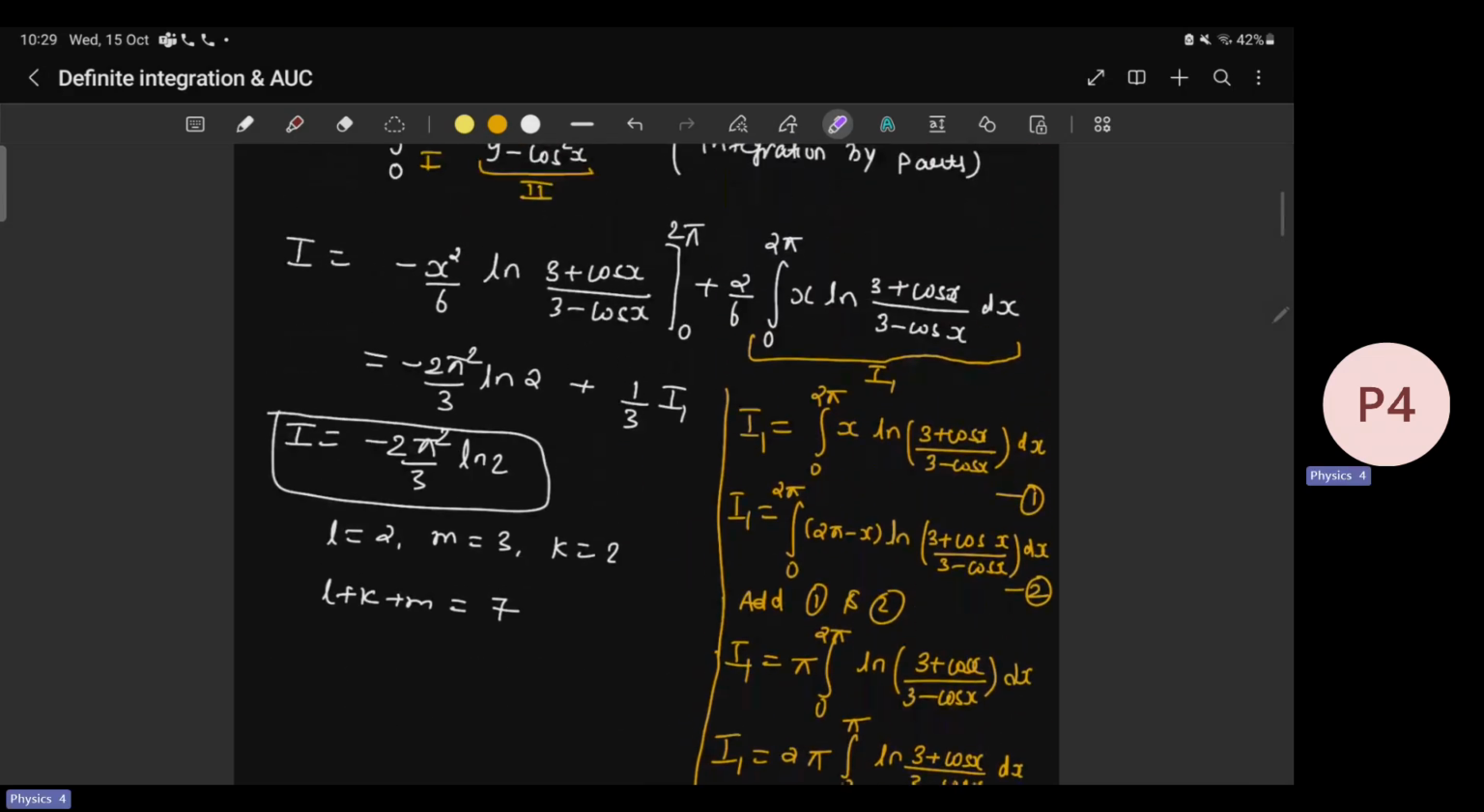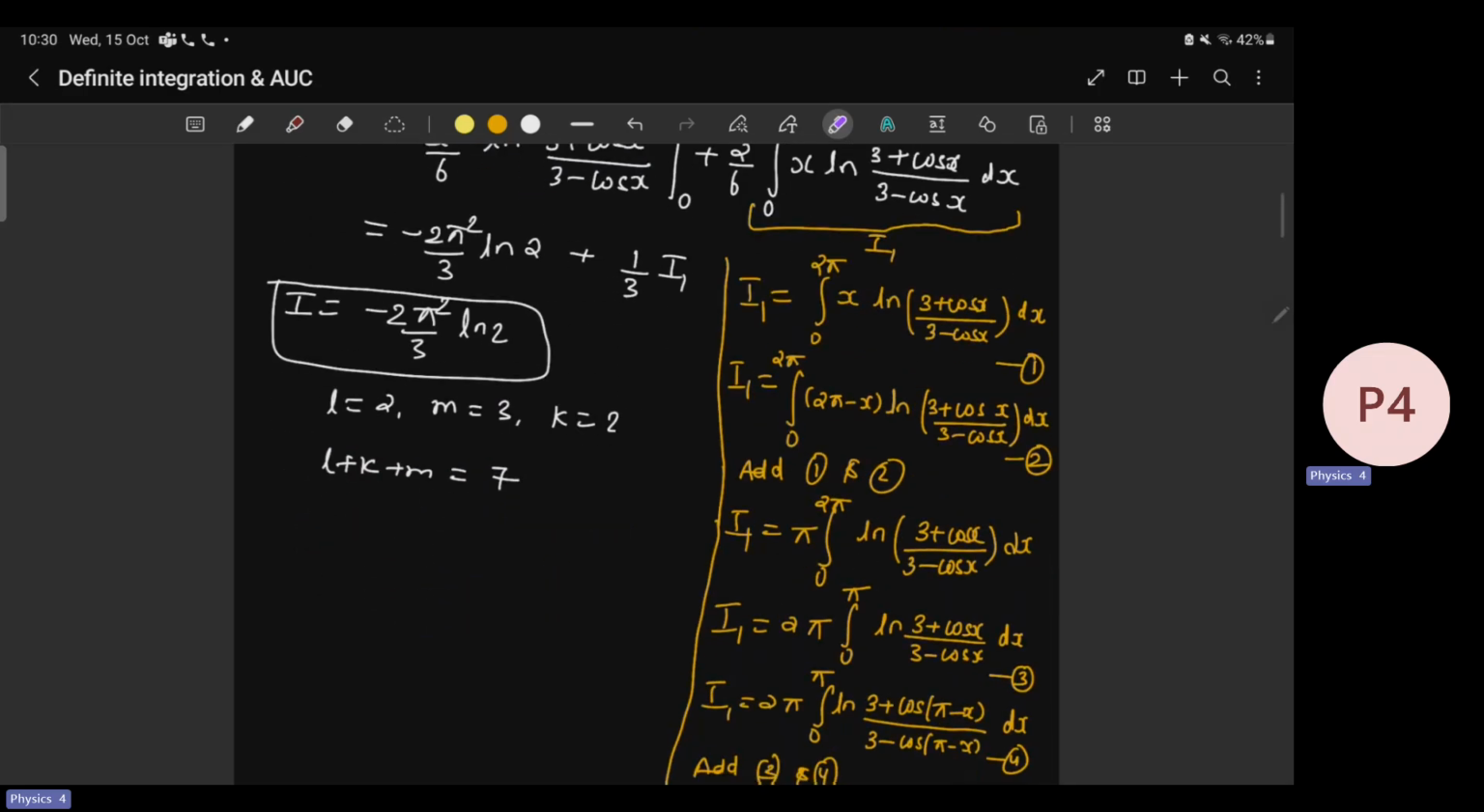So for the final answer, put the value of I1 here. The answer we got is minus 2 pi square by 3 ln 2 plus 0. I compare this with the given equation. We got L equals 2, M equals 3, K equals 2, so L plus M plus K is 7. I hope it is clear to everyone.